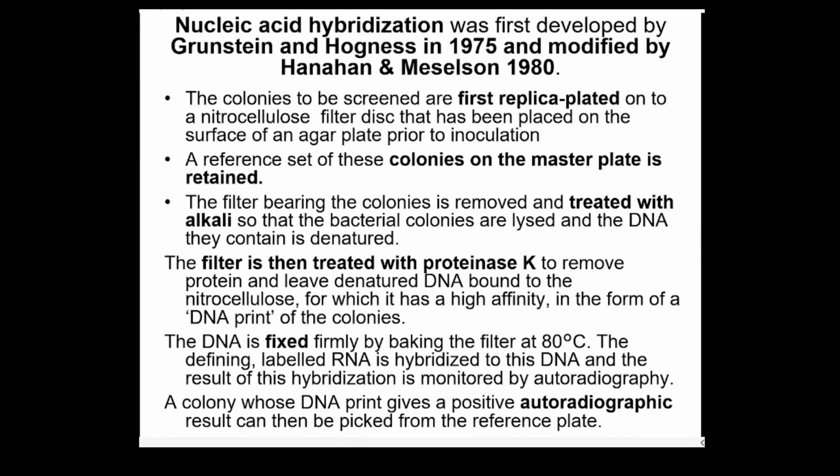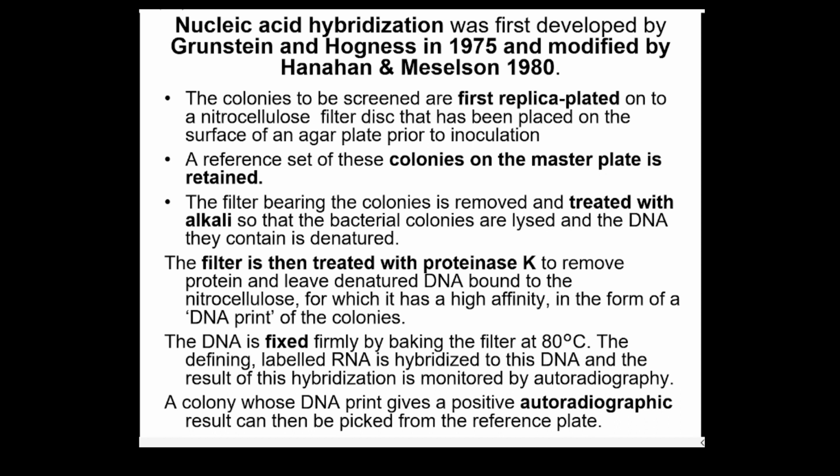Nucleic acid hybridization was first developed by Grunstein and Hogness in 1975 and modified by Hanahan and Meselson in 1980. The colonies to be screened are first replica plated onto a nitrocellulose filter disc that has been placed on the surface of an agar plate prior to inoculation. A reference set of these colonies on a master plate is retained.